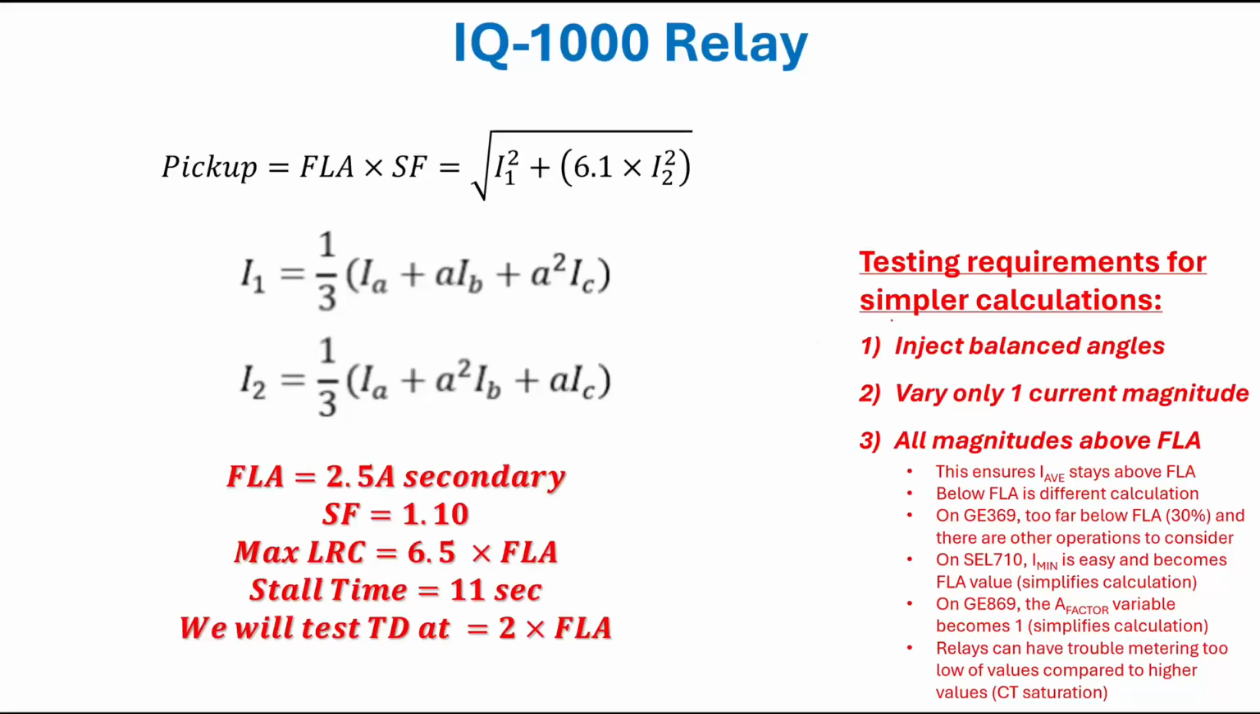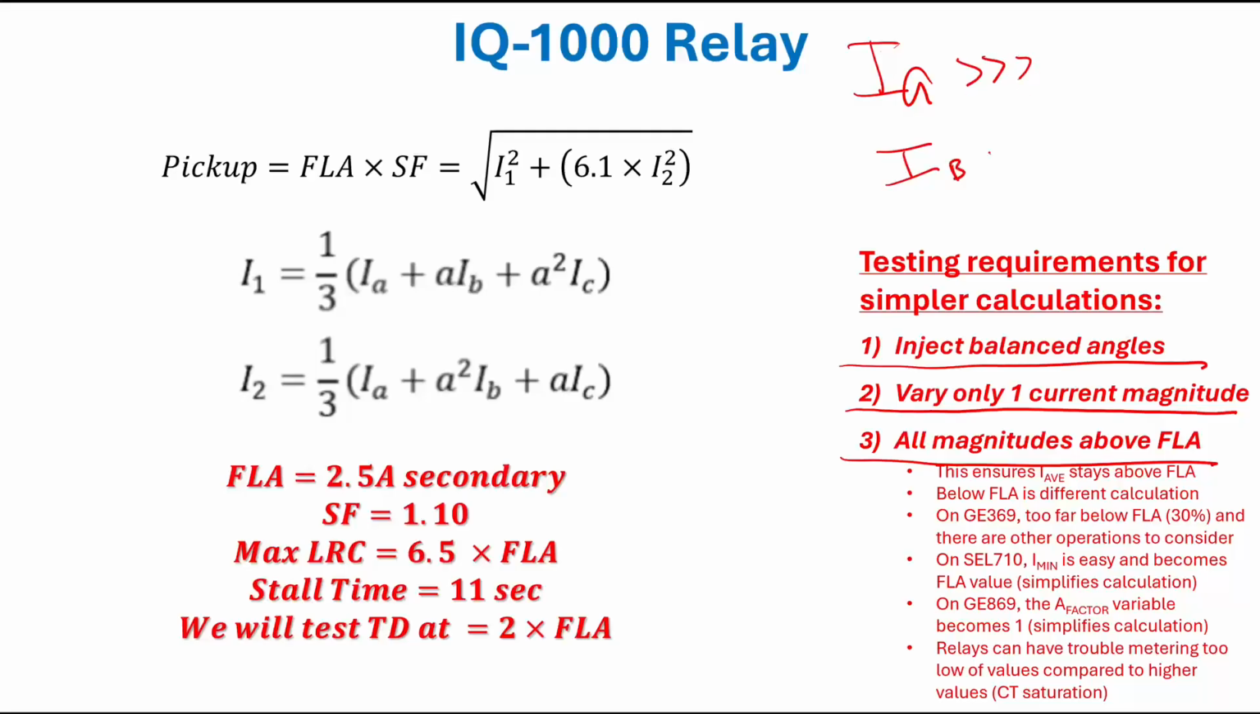Now, I do want to say that the way that I like to do my unbalanced testing for currents is we inject balanced angles, so I don't like to mess with my angles if I don't have to. I'm only going to vary one current magnitude, and then all the other magnitudes are going to stay at FLA. And usually what I do is I change A phase. IA is going to go greater, greater, greater, but IB equals IC equals FLA at their respective angles, okay?